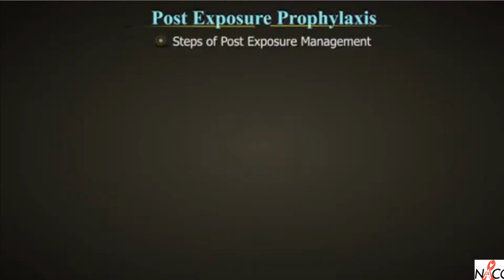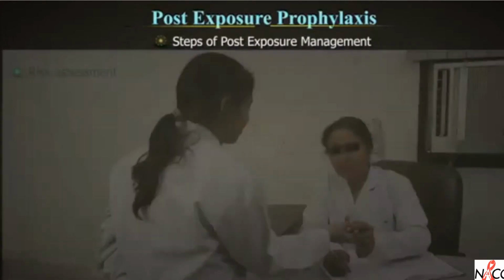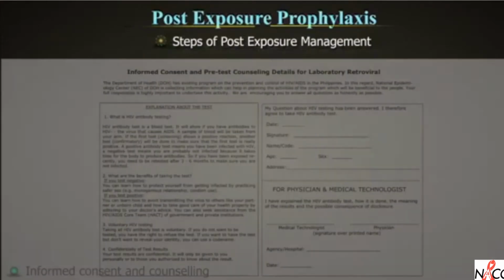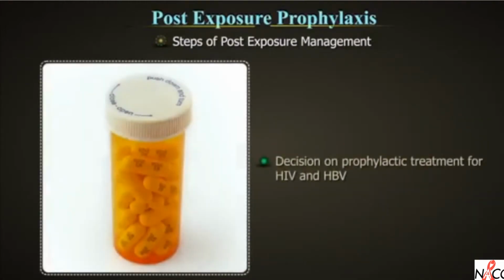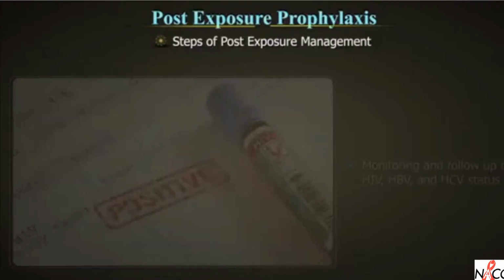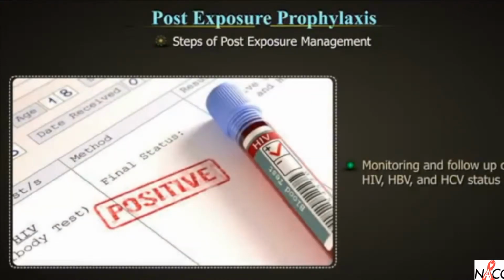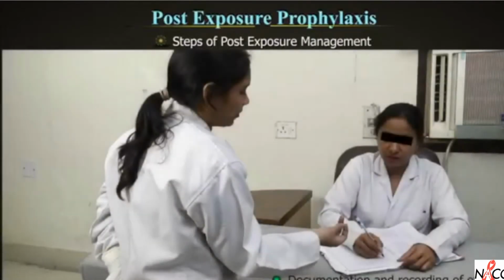Steps for post-exposure management. These are the steps to be followed after accidental exposure to blood or other potentially infectious materials. 1. First aid. 2. Risk assessment. 3. Informed consent and counseling. 4. Decision on prophylactic treatment for HIV and HBV. 5. Monitoring and follow-up of HIV, HBV, and HCV status. 6. Documentation and recording of exposure.